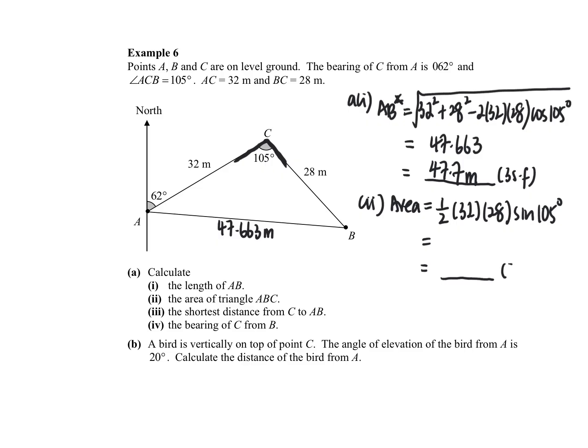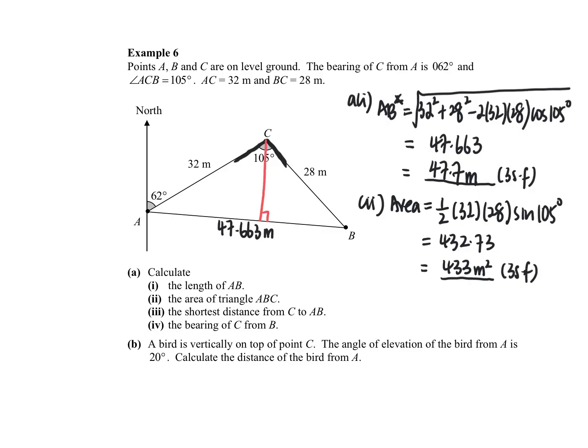Area is 400 and... Large questions like this in the exam, right? 400 won't lah. 432.73477. Okay, so it's 433 meter square. So next I want to find the shortest distance from C to AB.